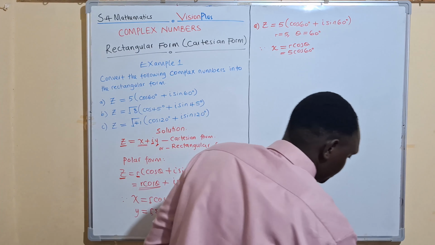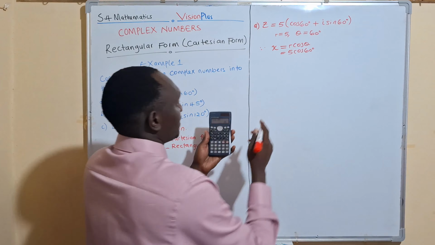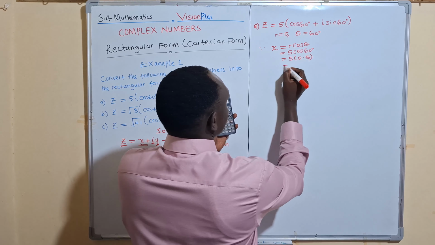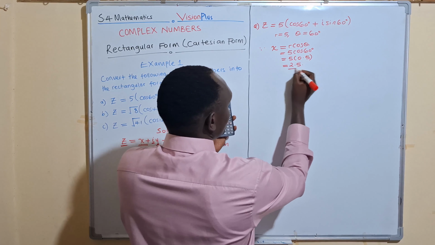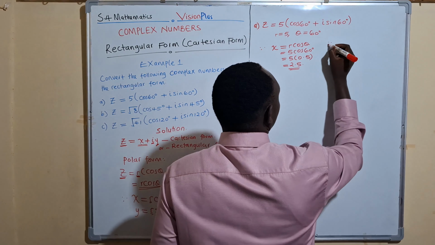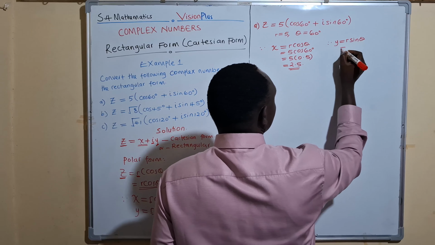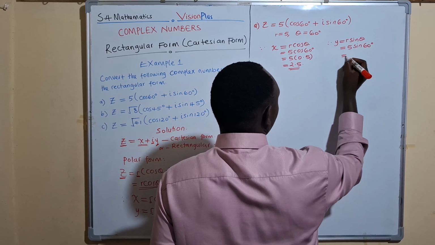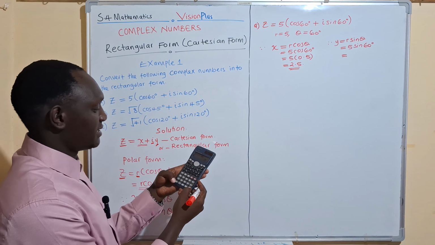And then you press the calculator. Cosine of 60 is 0.5. That means we shall have 5 times 0.5, which is the same as 2.5. So x is 2.5. What about y? We use the formula that y is given by r sine of angle theta. This means that we shall have 5 sine of 60 degrees. And then you press the calculator, you can press at once, 5 sine of 60 degrees.